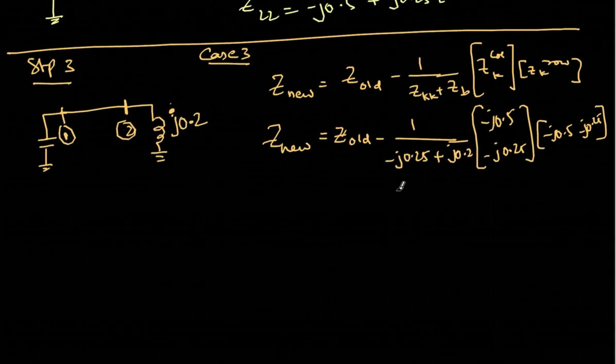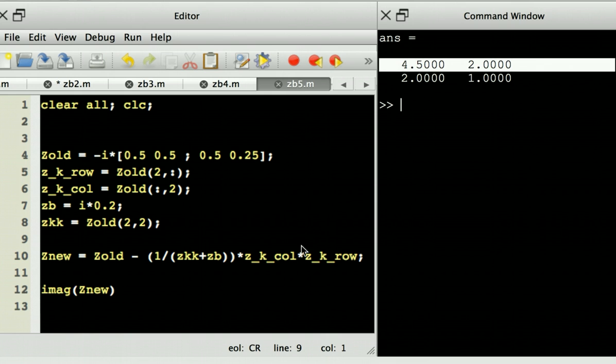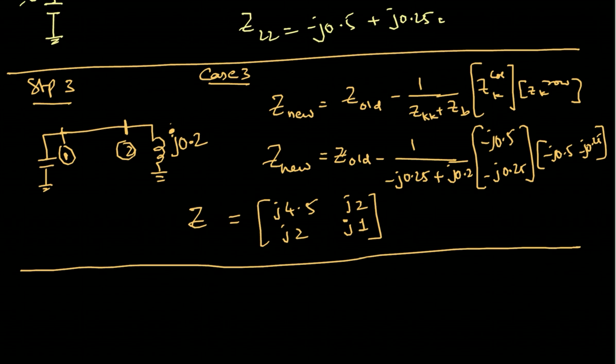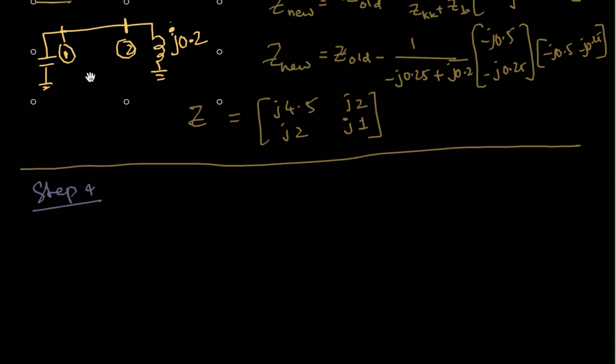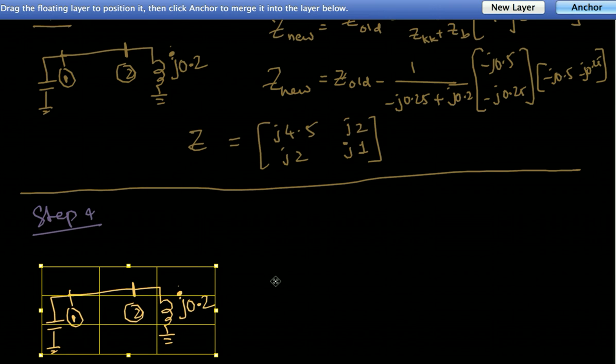So from step 3, we'll get Z new equal to J4.5, J2, J2 and J1. All right. So now I have this done. Now let's do step 4. So what is step 4? I take whatever was my system in step 2, and then I'll add bus 3.